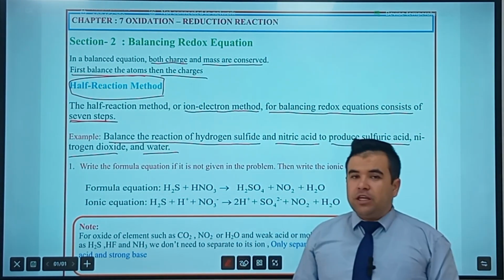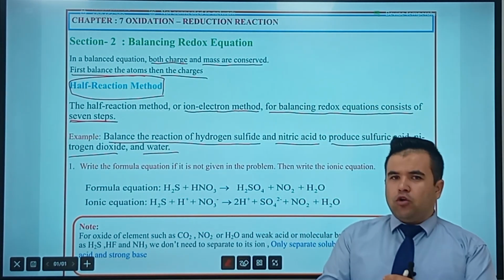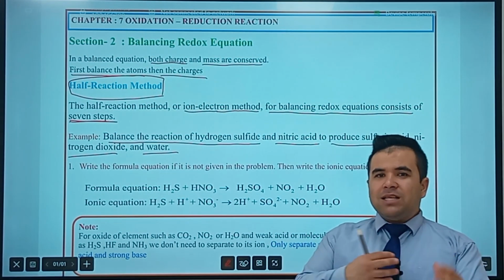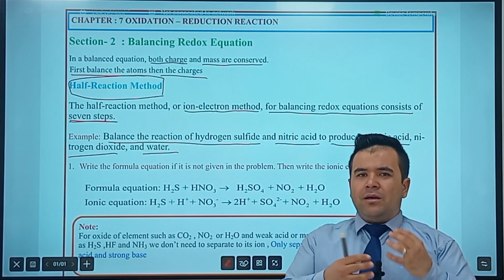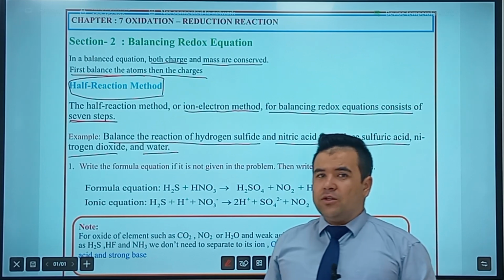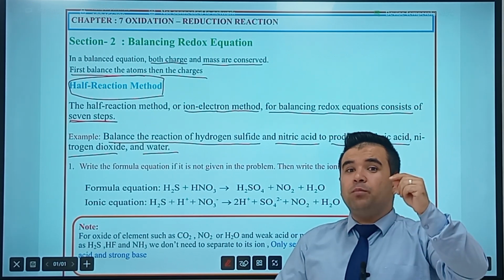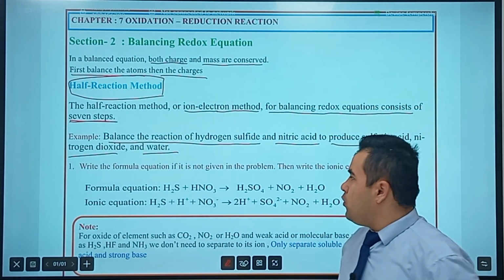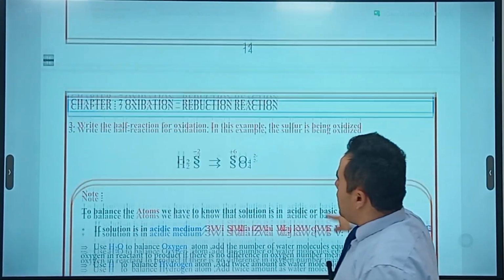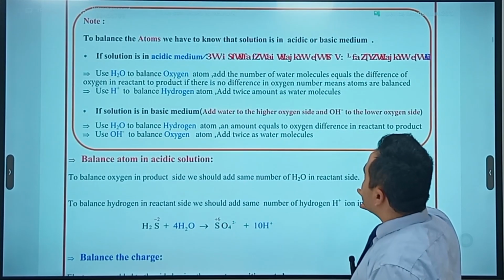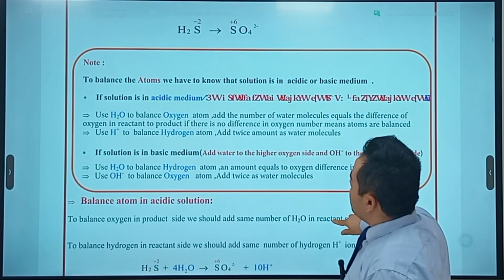How do we know if the medium is acidic or basic when it's not given? Usually, if in the redox reaction we have acids, that represents an acidic medium. If alkaline bases appear in the reaction, it means a basic medium. Or the question may ask you to balance the reaction in one of those mediums. What are the differences of balancing in those mediums? We will be talking about that.